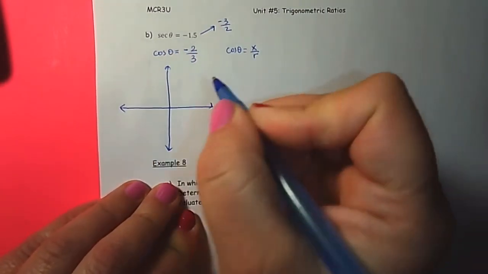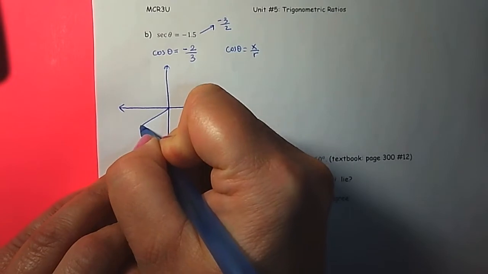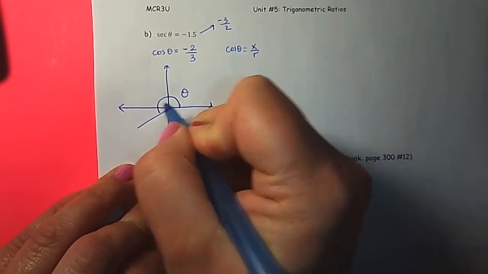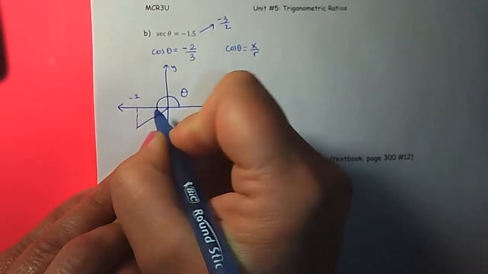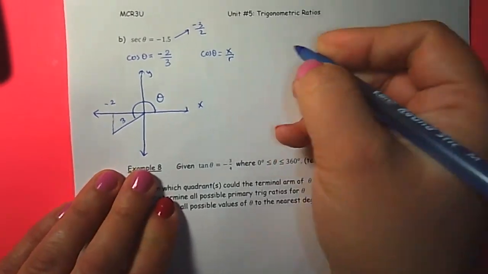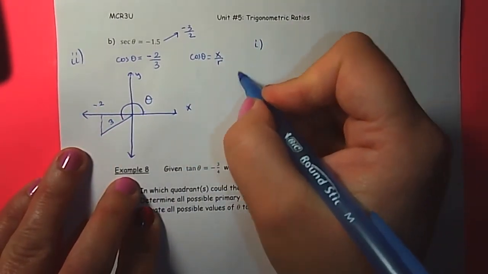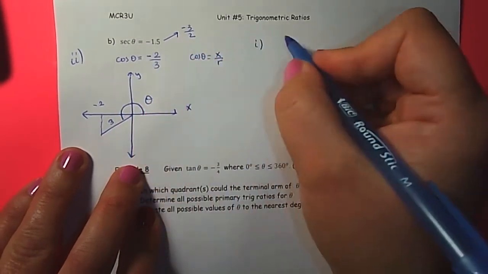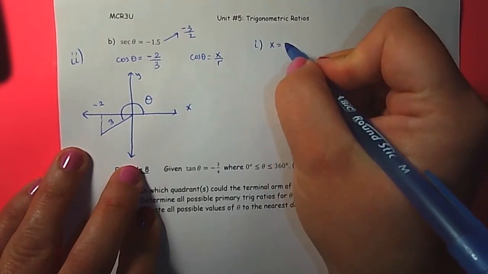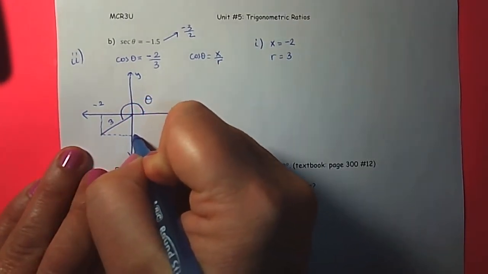Okay, and the question is telling you that this angle theta is in quadrant 3. So we can sketch an angle in quadrant 3. We know that the x coordinate is negative 2 and r is 3. Okay, so we already did part 2 here. Let's go back to part 1. Part 1 is asking you to write x, y, and r values. Just from the given question, we know that x is negative 2, r is 3. Now we need to find the y value.